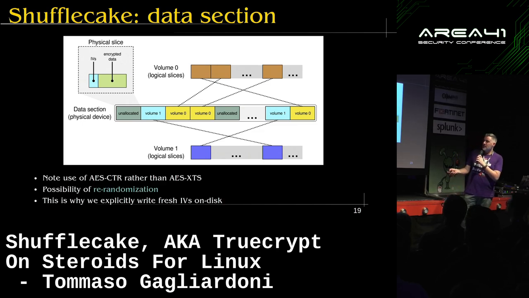In the current version of Shufflecake, we are using AES-CTR instead of AES-XTS, which is the most common way of encrypting for full disk encryption. But there is a reason for this, because we plan on adding a feature in the future that uses this property of AES-CTR of doing re-randomization. In other words, we want an encryption system where you can change the ciphertext without changing the underlying plaintext. With AES-CTR, you can do it by changing the IV, decrypting and re-encrypting with another IV. With AES-XTS, this is not really possible. It would be cumbersome to do it.